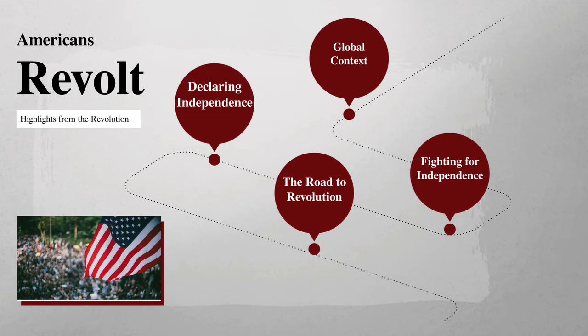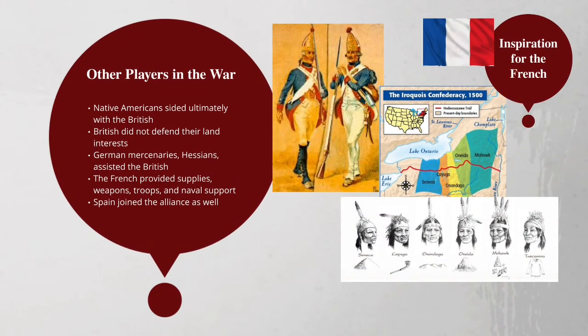Okay, so almost finished here. The global context, the other players that were in the war: the Native Americans did side ultimately with the British. Many of them, for one, didn't trust the colonists, and they thought that if they sided with the British, who were on the other side of the Atlantic Ocean, they would pretty much be left alone.